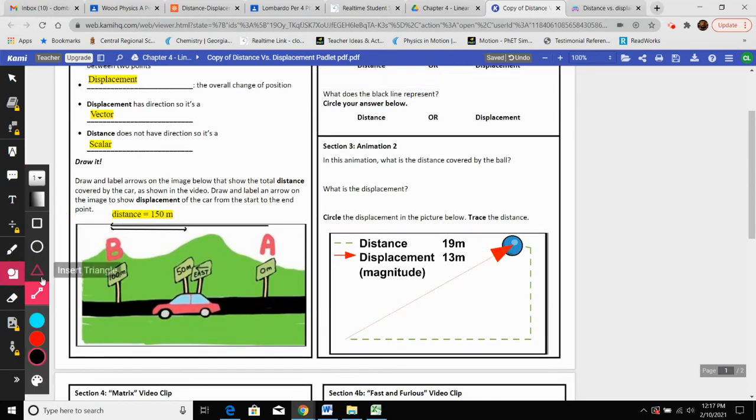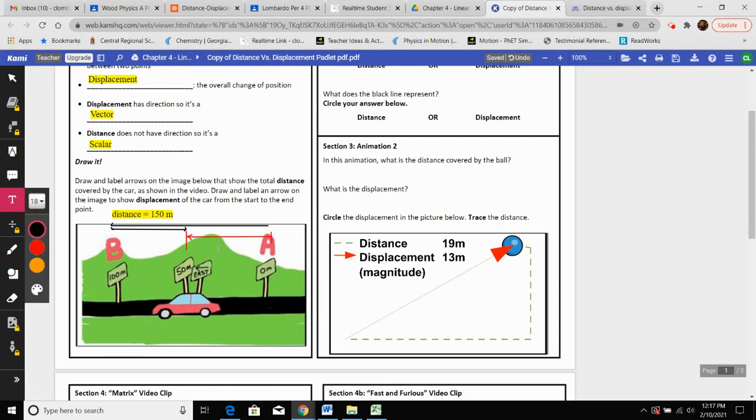Okay, and then they asked you specifically about the displacement. Displacement doesn't care about all the motion that you've done. It just cares about where you finished versus where you started. So you started at A, you finished here at this 50-meter mark. Boom. So there's your vector there for displacement.